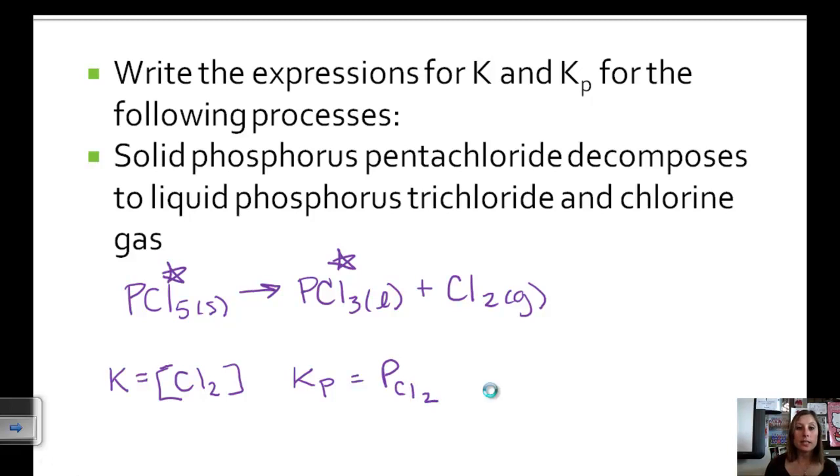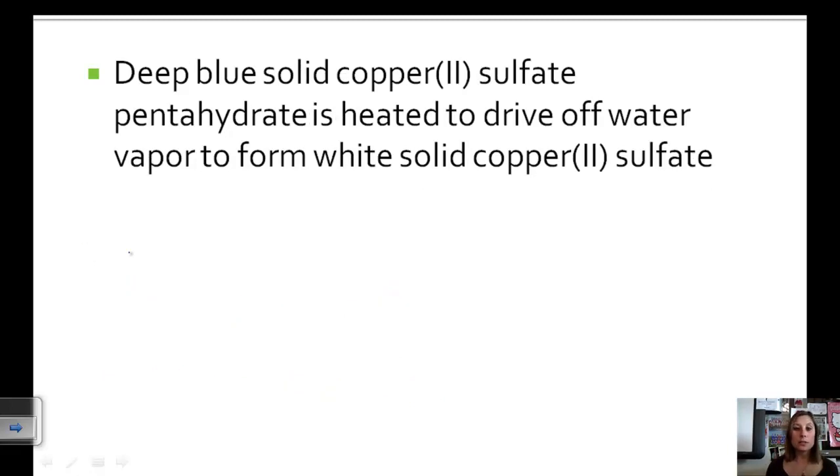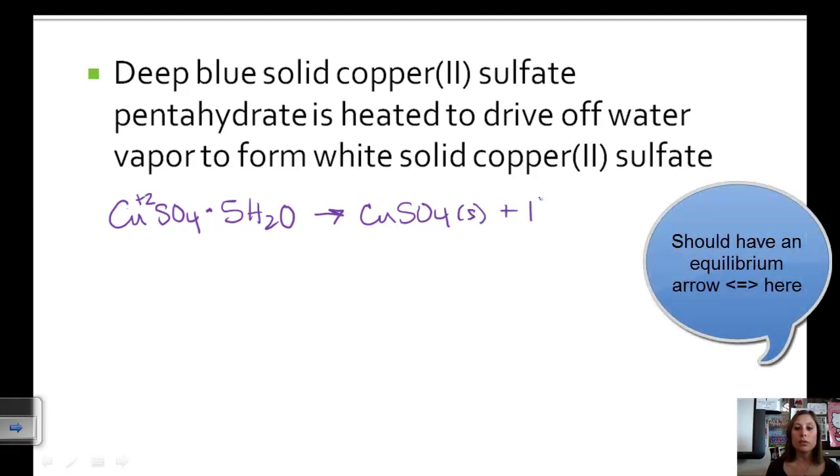Okay, let's look at another one. We've got deep blue solid copper(II) sulfate pentahydrate. Cu means it's a +2, sulfate's a -2, and pentahydrate means there are 5 H2Os. It's heated to drive off water vapor to form white solid copper(II) sulfate. So we've got CuSO4, that's a solid, and we're driving off water vapor, so H2O as a gas.